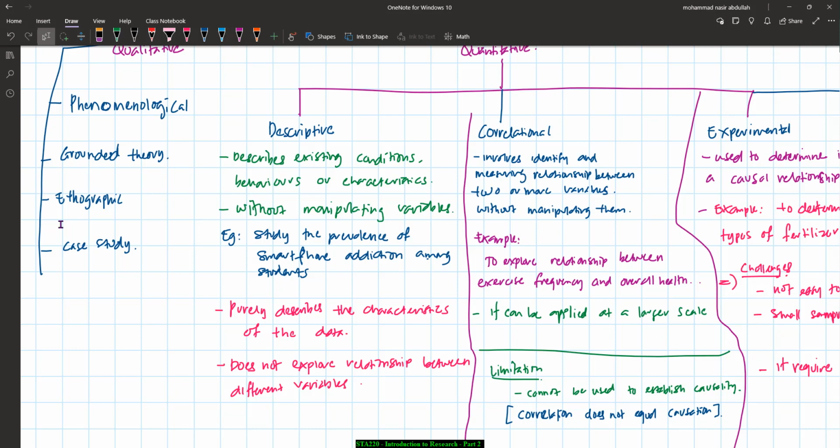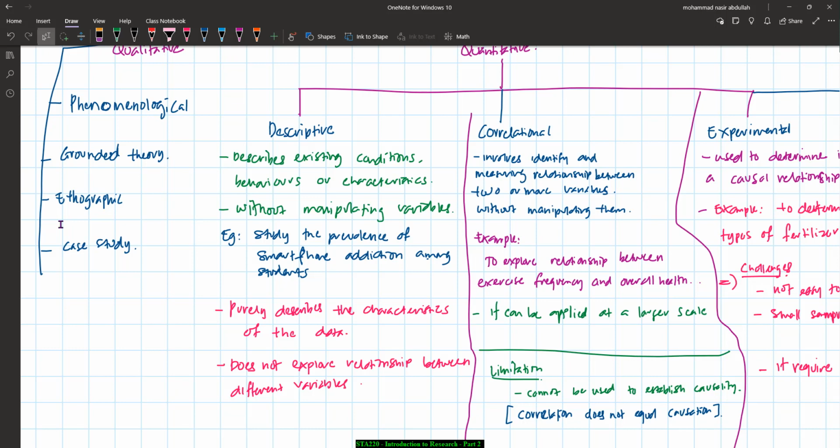Right, the limitation is that it is really hard to do this type of research, and it involves a very small sample size, which will limit the generalizability of the findings. Okay. Another one is grounded theory.